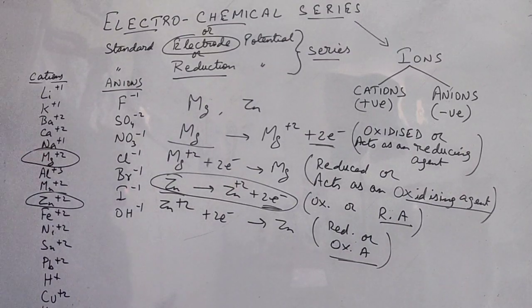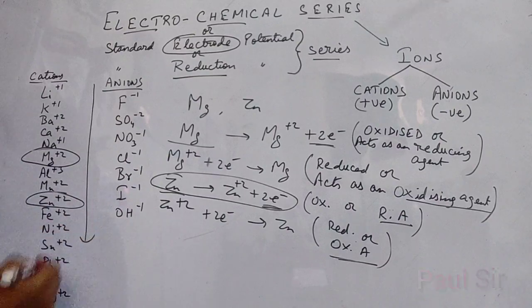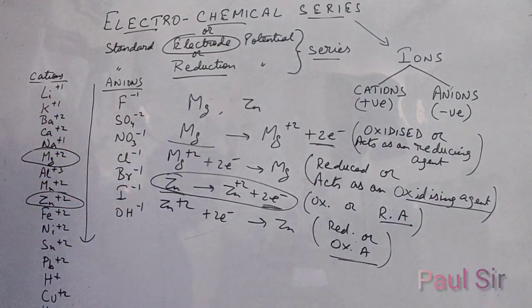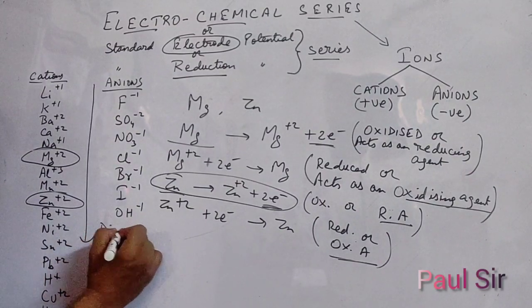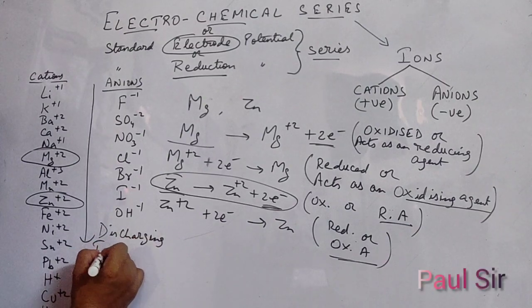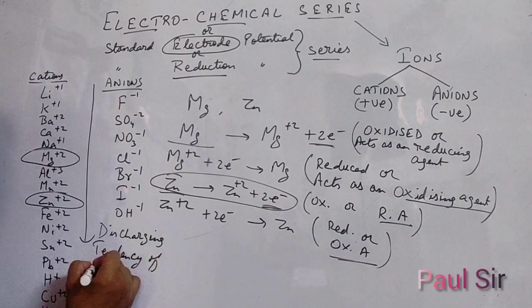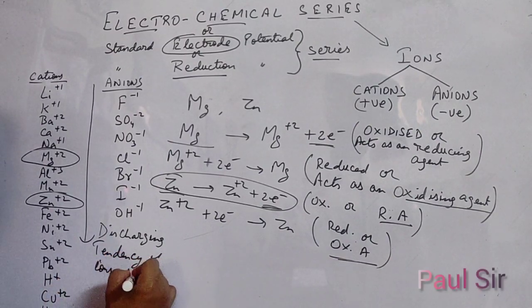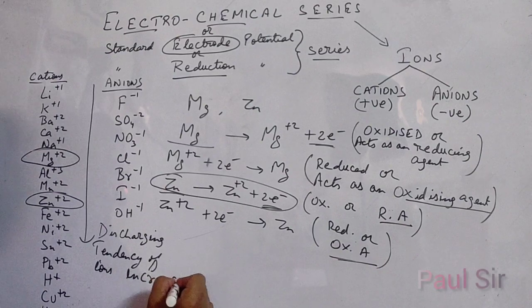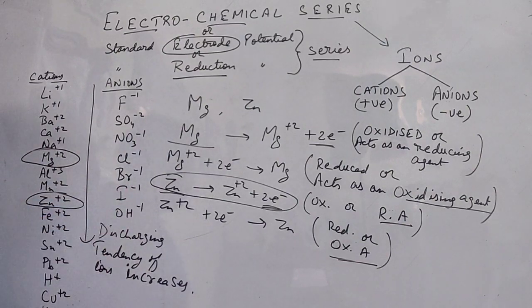And this is what the electrochemical series is all about: while moving down in the series, the discharging tendency of the ions increases. This is what the overall electrochemical series is.